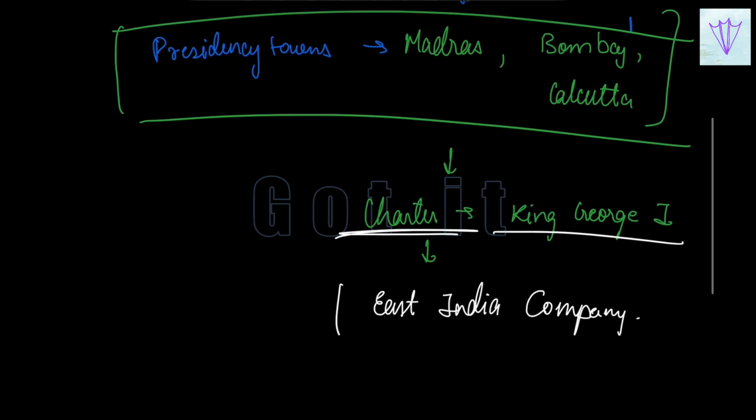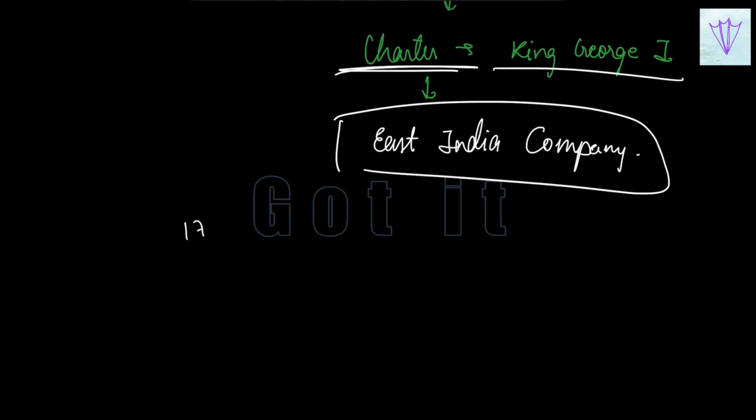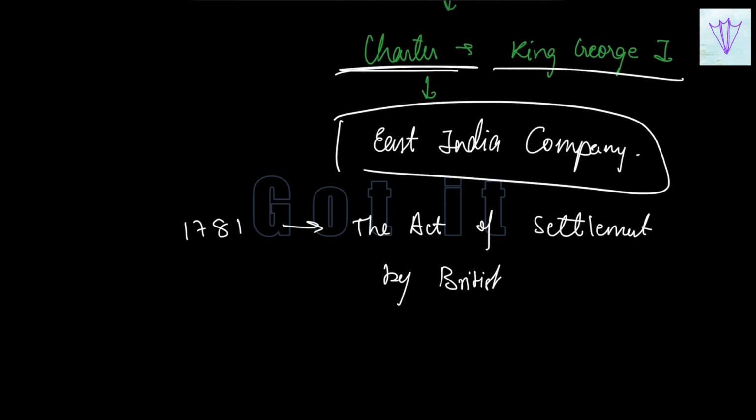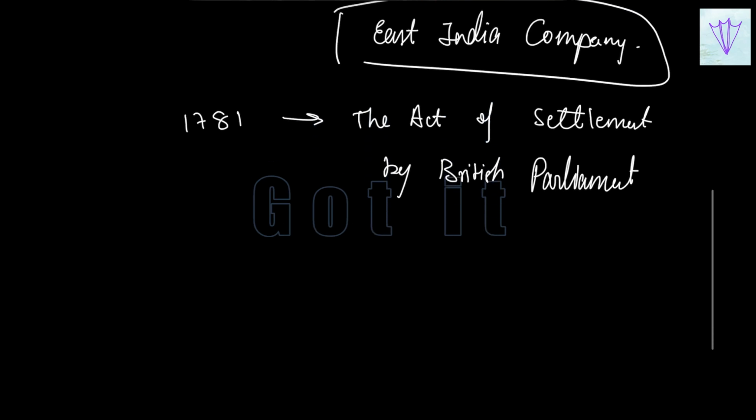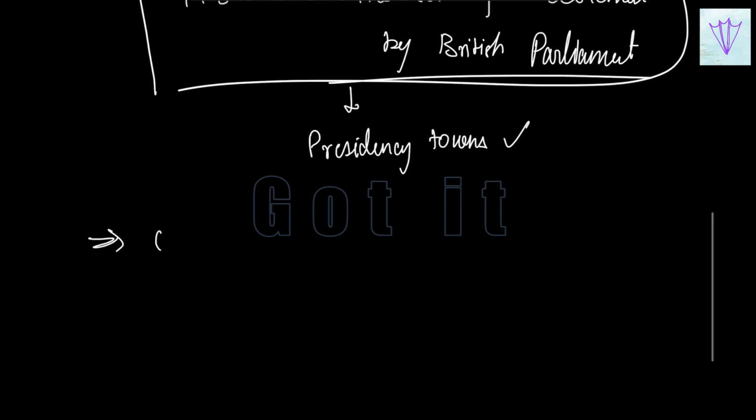And this was valid in the presidency towns, and in the year 1781 they passed the Act of Settlement, which was passed by the British Parliament, which was also followed in the presidency towns itself. But what about the towns which are outside the presidency?